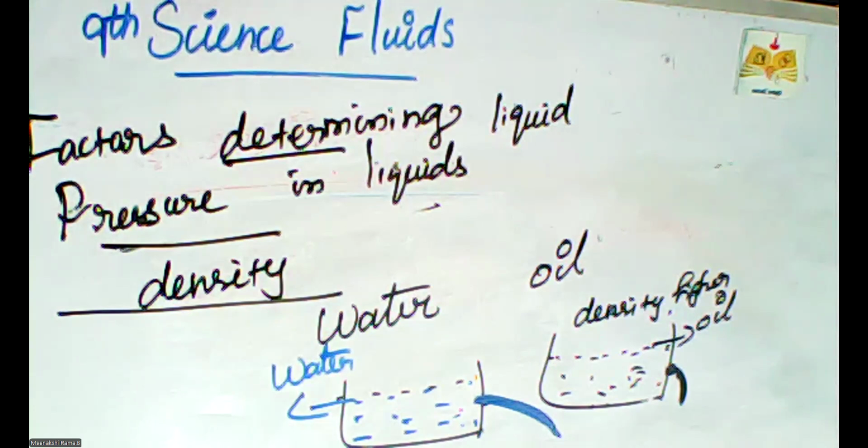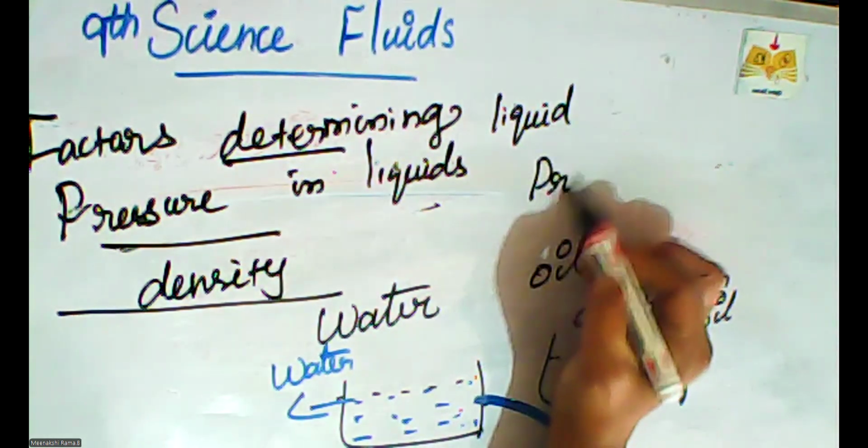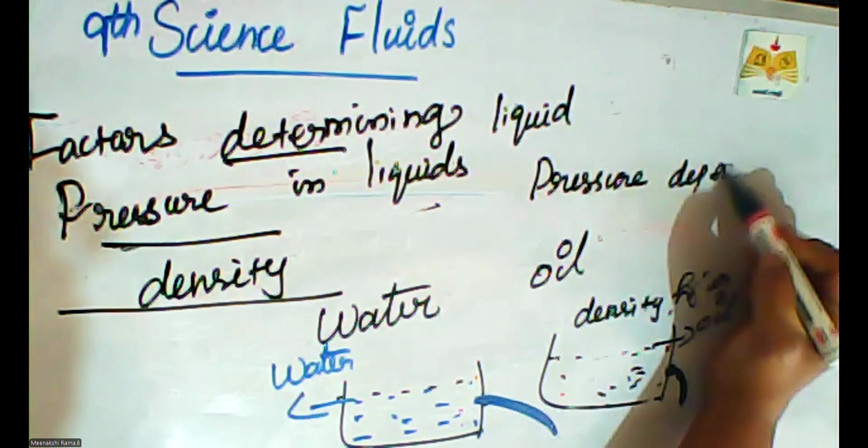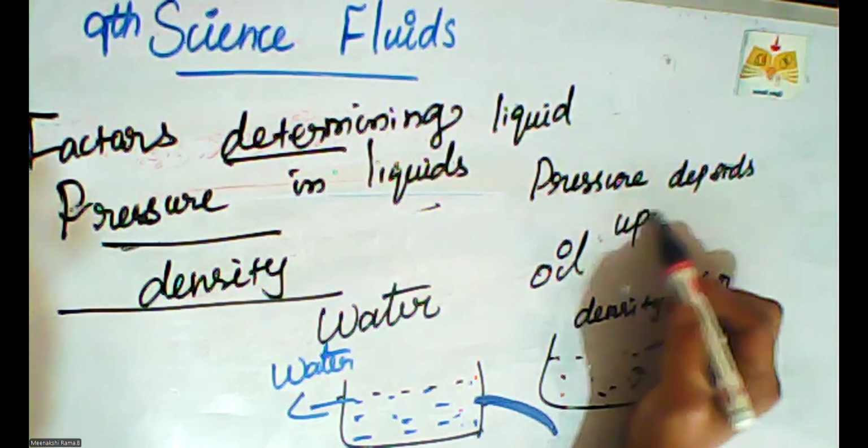Okay, so the water comes out with more pressure than oil because the pressure depends upon the density of the liquid. Pressure depends upon the density.